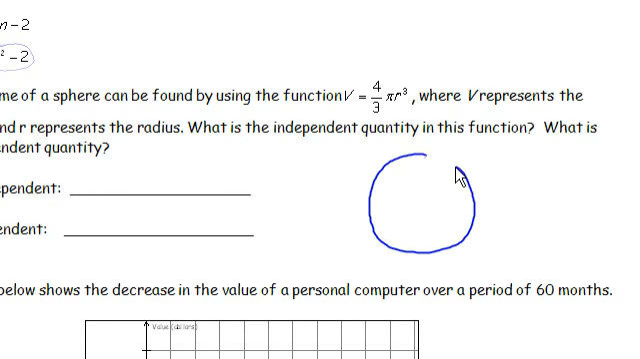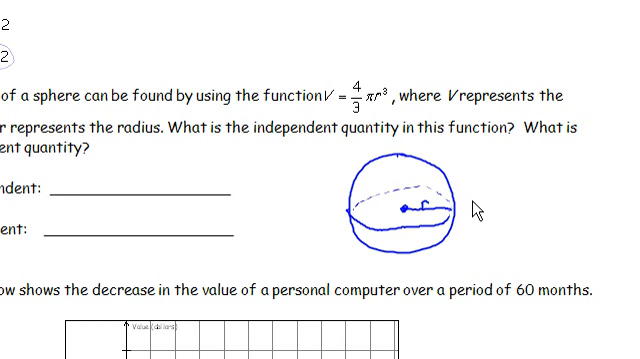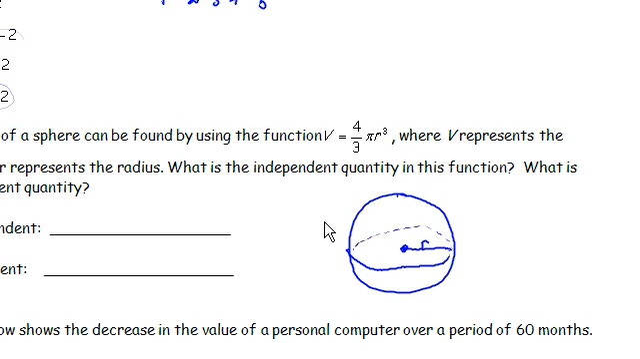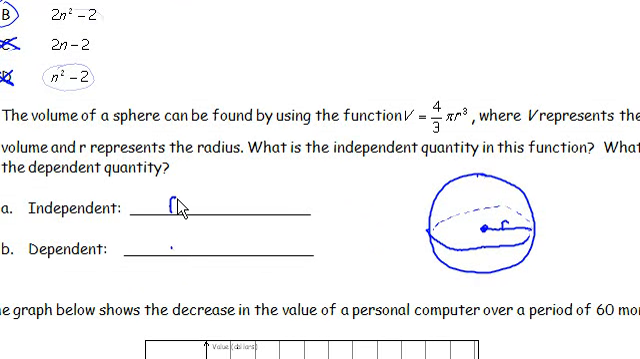So if we have our sphere right here, and there's our radius inside of our sphere, what has to change first? Does our volume change in order to change the radius? Or when we change the radius, does our volume change? Well, the radius is our independent variable. Volume is dependent.